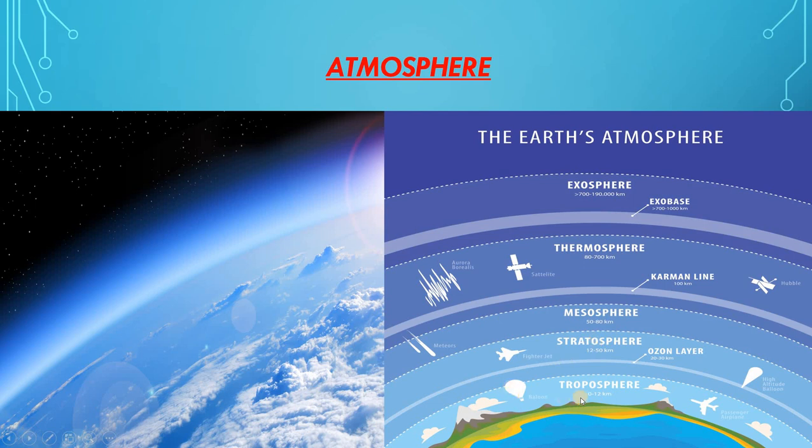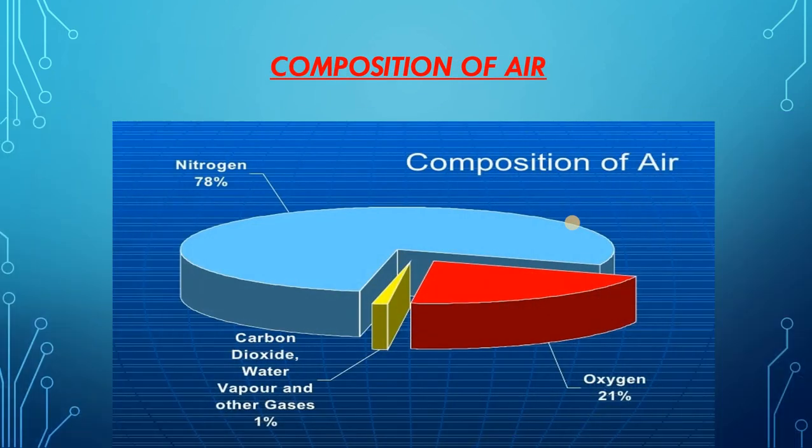And here you see these are the layers of atmosphere. The first layer of atmosphere is the troposphere. Next comes the stratosphere. In between the troposphere and stratosphere lies the ozone layer. Then comes the mesosphere, then thermosphere, and at last the exosphere. You have already learned in class 5 about the layers of atmosphere.